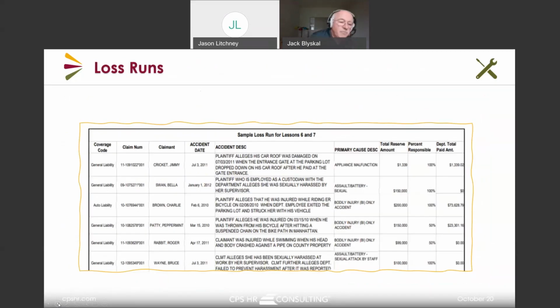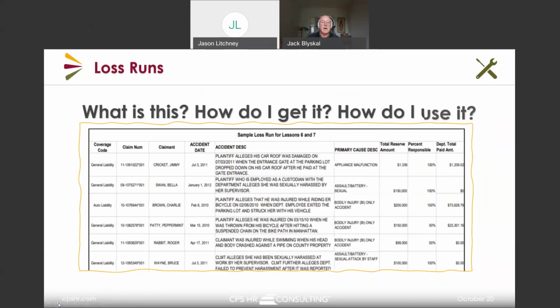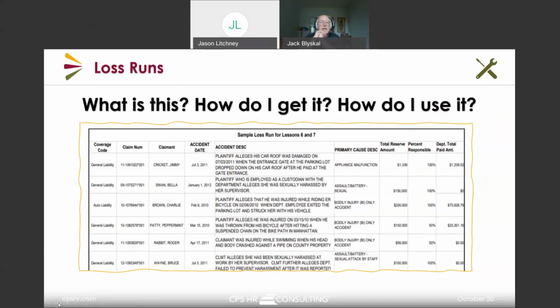Loss runs. What is it? How do you use it? You get this from your broker, from your third-party administrator. If you handle claims yourself, your claim system should be able to run you a loss run. Maybe you have access to the TPAs and you can run the report yourself. But this is something you should be getting on a regular basis.